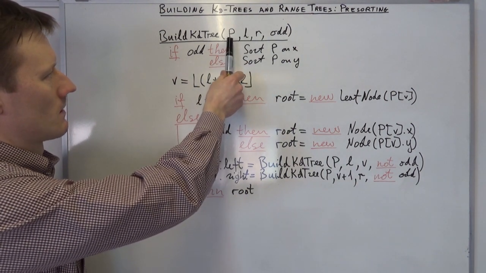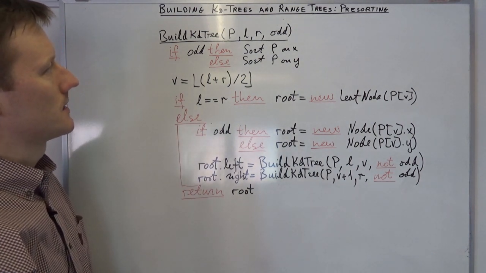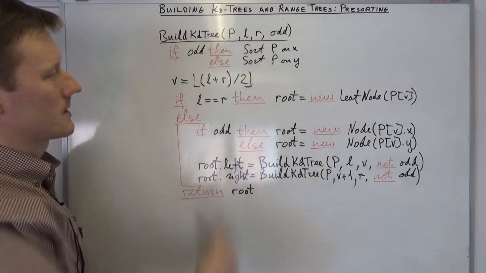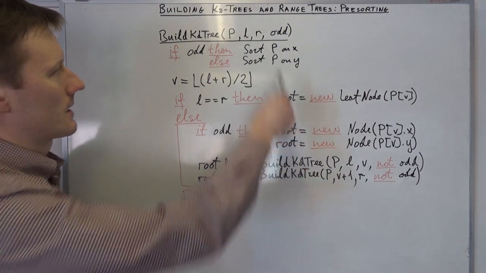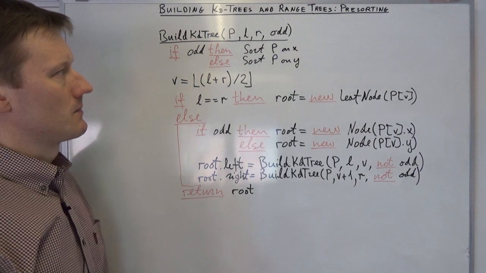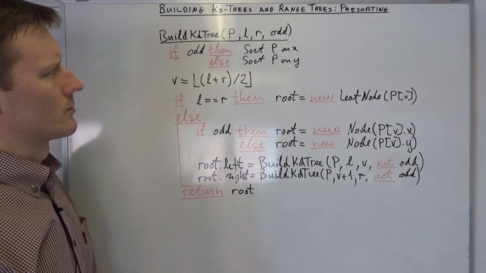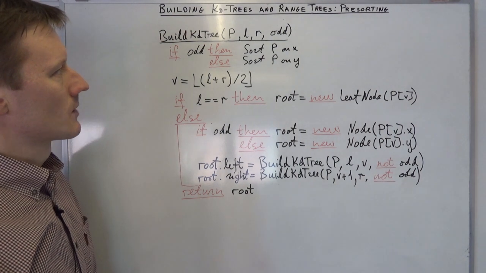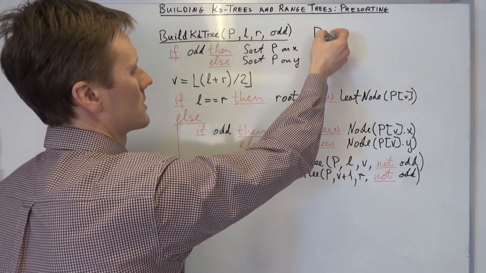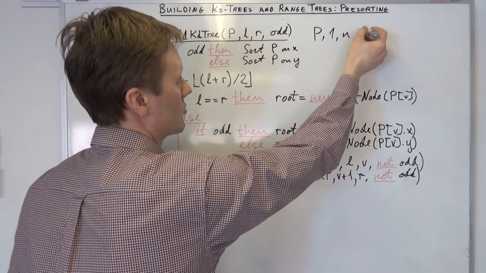It gets P, the array of two-dimensional points, as an input. It gets the left index and the right index in this array, and it gets a Boolean flag called odd, meaning whether this is an odd or an even level of the tree. So the first call to this function should be done with the parameters P, 1, n, where n is the number of elements in P, and true.